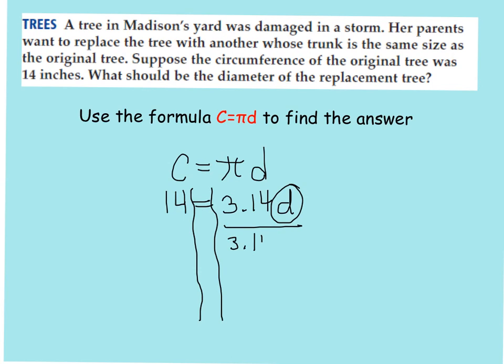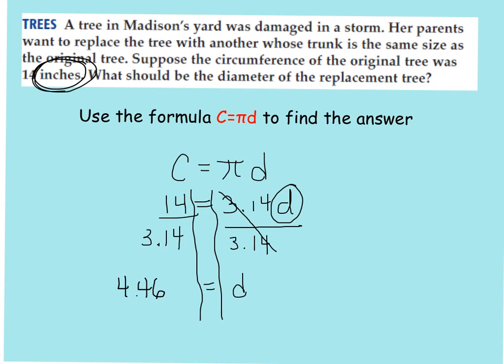Divide both sides by 3.14. Remember, our 3.14s then cancel out. So our diameter is equal to 4.46, and that's a rounded answer. What are my units on this? It looks like our problem says that it was in inches, so our diameter would be 4.46 inches.